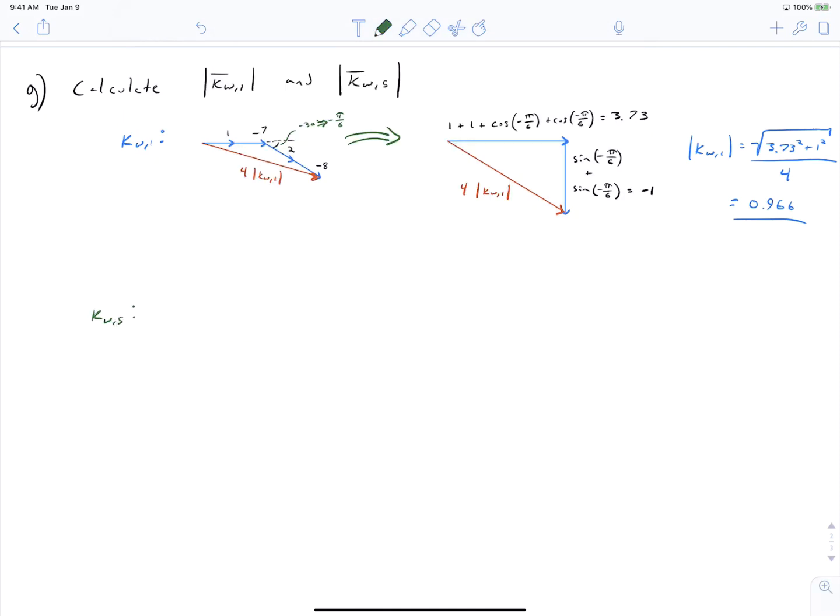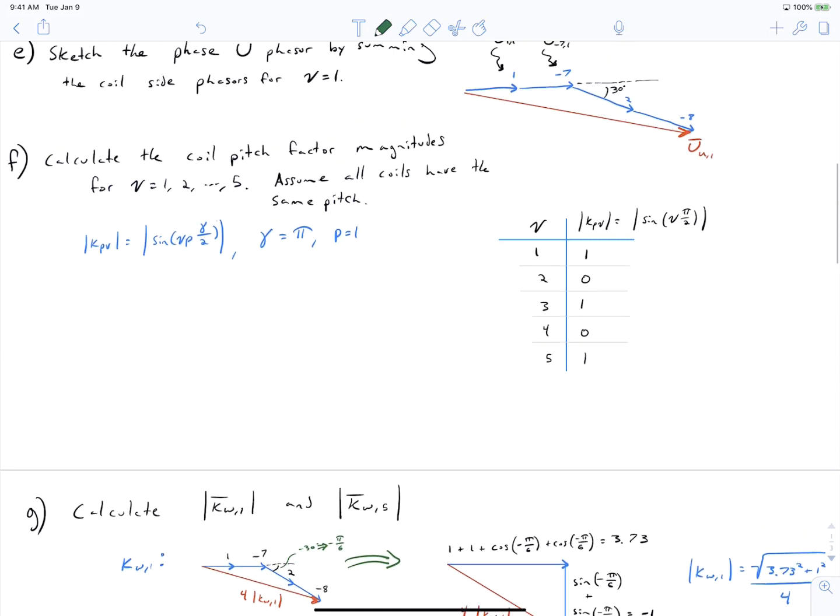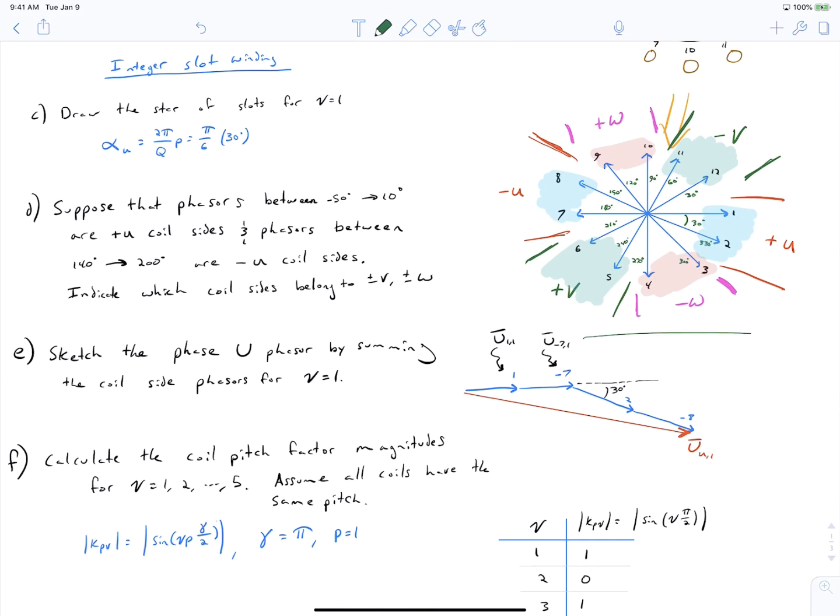So we can now do the same thing for kW5. And I'm going to back up a second with this, and I'm just going to sketch the phasors from the star of slots for the 5th harmonic. We've got our phasors from our star of slots for our fundamental up here, and if we multiply the spacing by 5, we can construct the 5th harmonic. And I'm only going to draw the phase U phasors, because we don't care about the rest for this. We're calculating the winding factor of phase U.